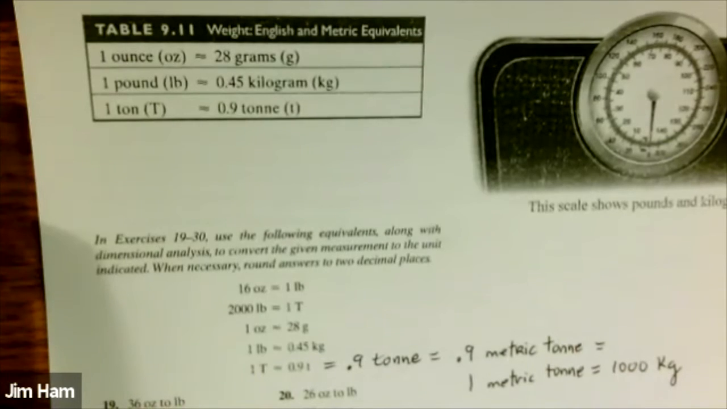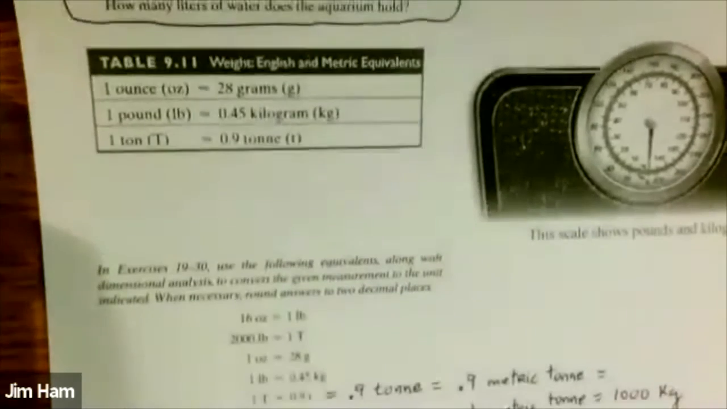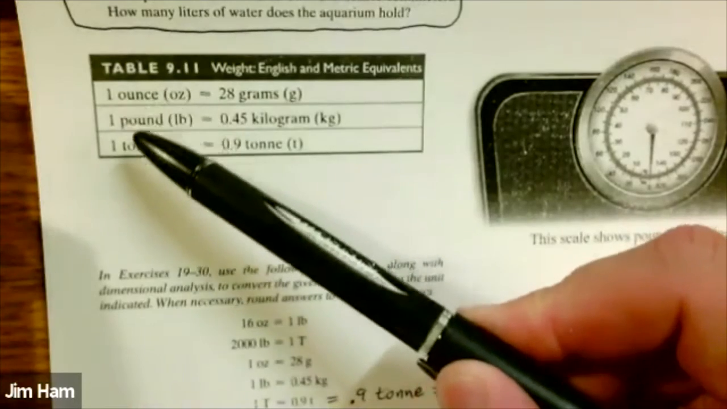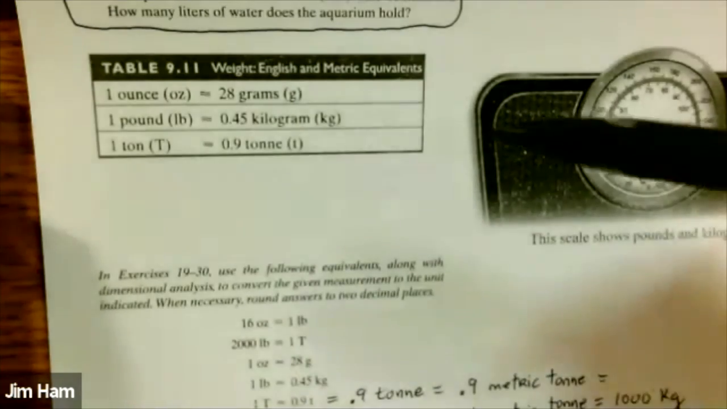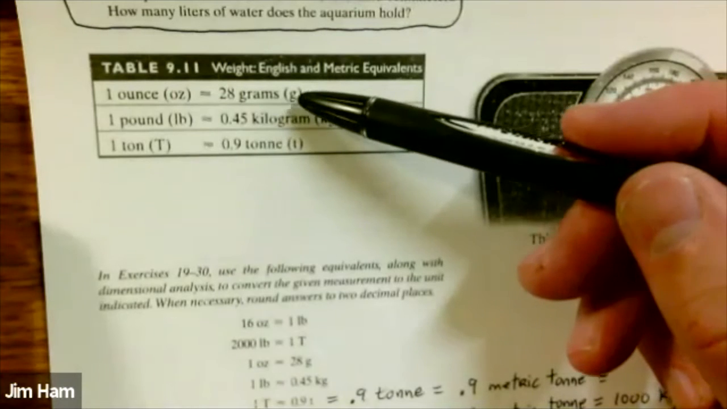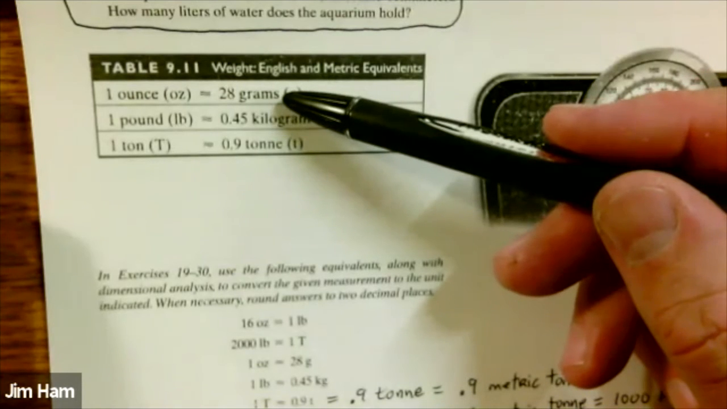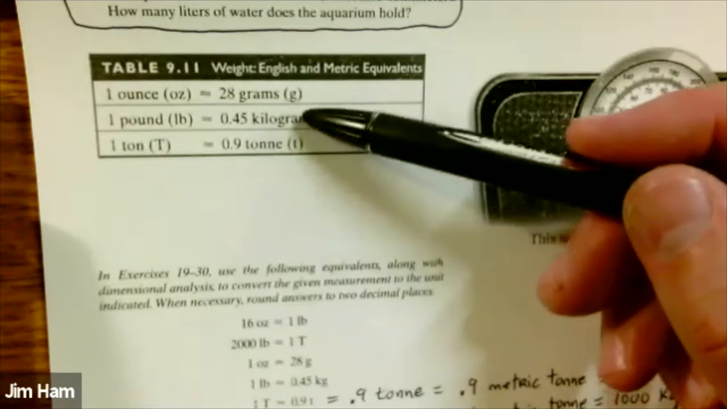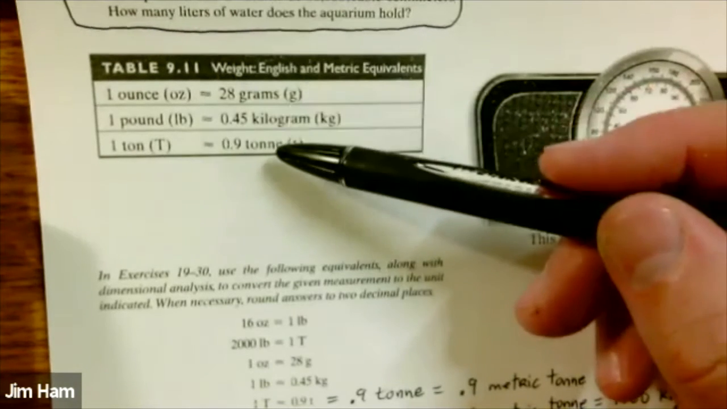Okay, and then weight or mass, something else. We got liquid and fluid ounces and that kind of thing, and now we have weights. In the English standard system, we use ounces and pounds and tons. And in the metric system, we use grams or some version of that, milligrams, kilograms. And if you have 1,000 kilograms, you have a metric ton.